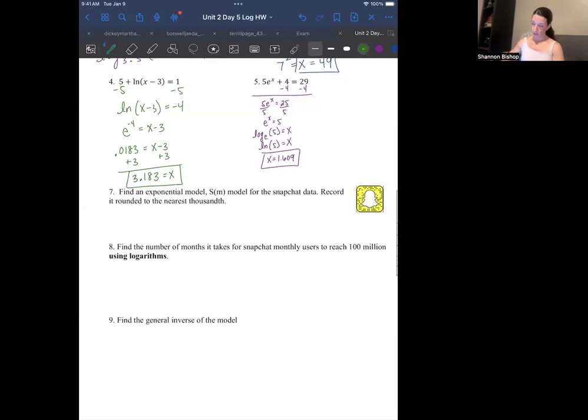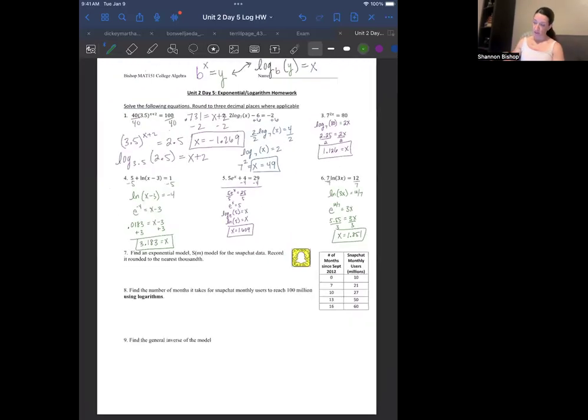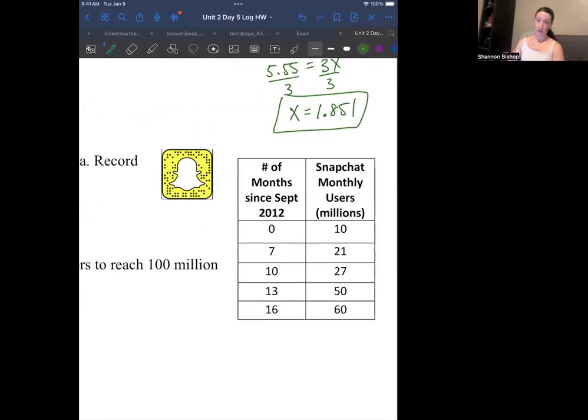All right, so picking up with number seven. Number seven, we have some data regarding the monthly users in Snapchat after it first launched. Snapchat launched in September of 2012, and it caught on pretty quickly. 10 million people signed up in the first month, and it certainly has been increasing ever since. In the beginning, especially, it was definitely growing exponentially.